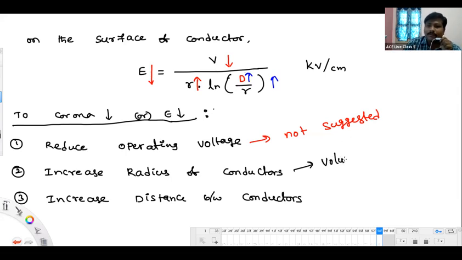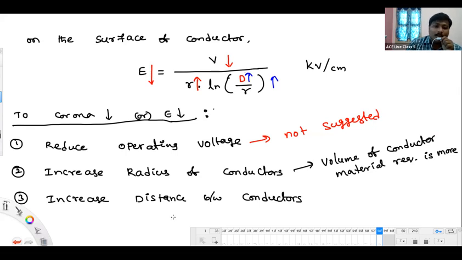So I can say the volume of conductor material required is more. That's a disadvantage. So obviously the cost of the system is going to be increased. What will happen if you want to increase the distance between the conductors?